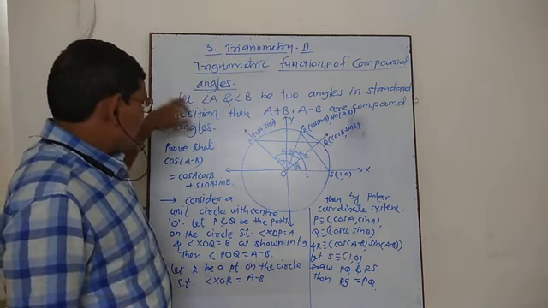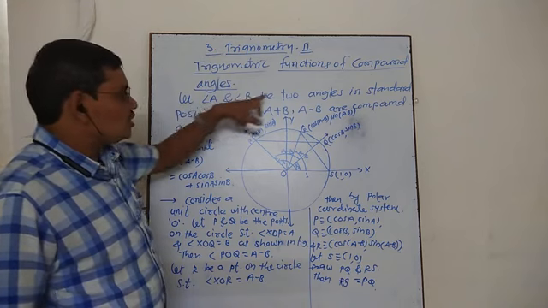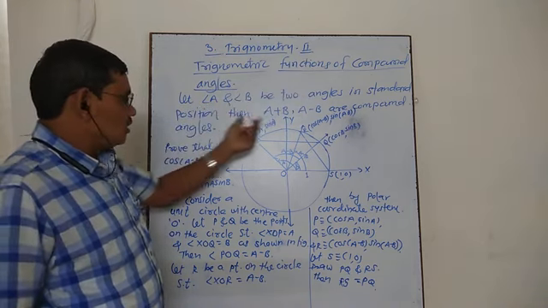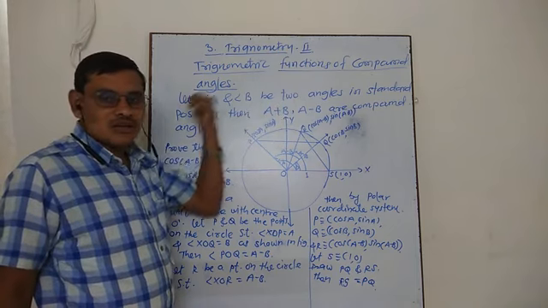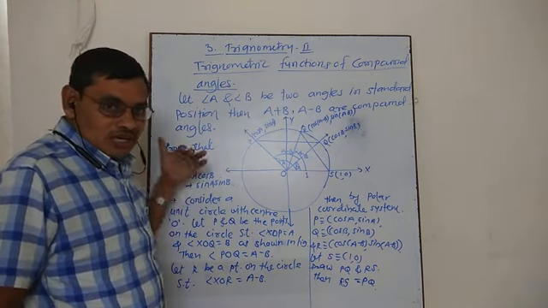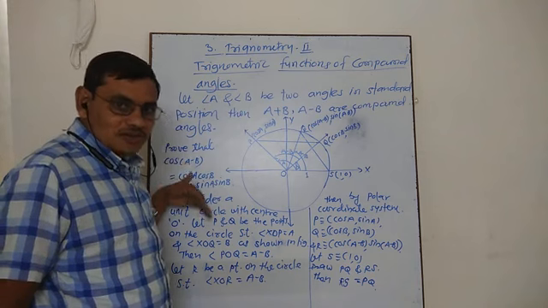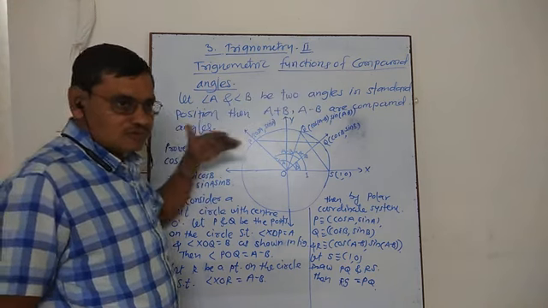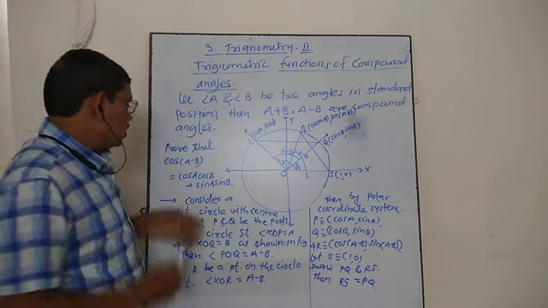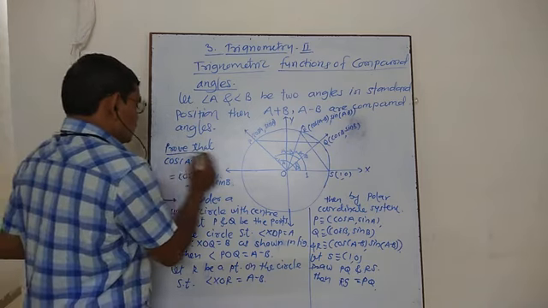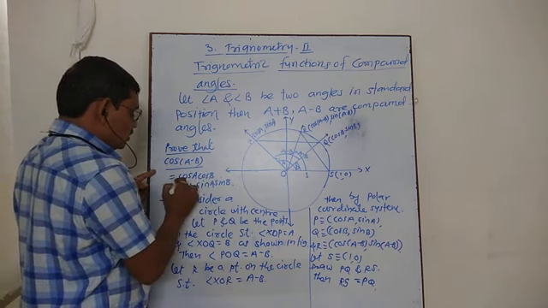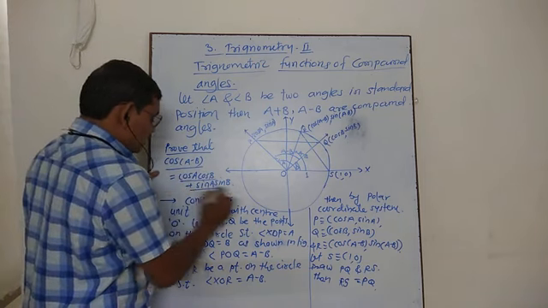The compound angle: if A and B are two angles in standard position, given angles, then A plus B, A minus B, these are called the compound angles. Now we try to find the trigonometric functions of A plus B, A minus B, and so on. The first proof is that prove that cos A minus B is equal to cos A cos B plus sin A sin B.